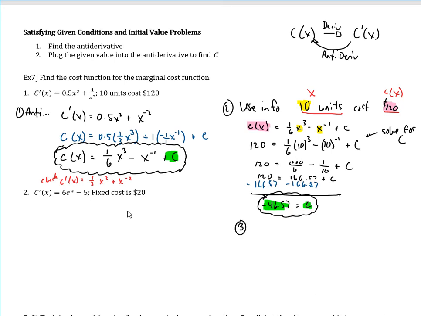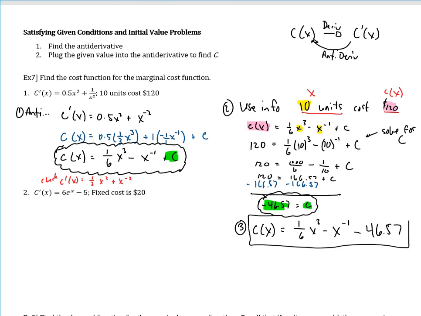So our final answer, I'm just going to write it as step 3. All right, so we have our cost function. So rewrite the cost function. C of x equals 1/6 x cubed minus x to the negative 1. And then plus this negative, let's just go ahead and say minus 46.57. Okay, so there we go.